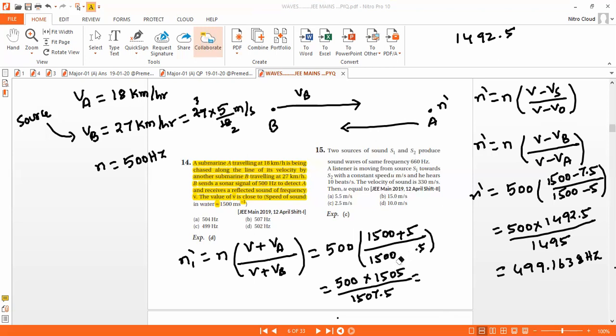This one is minus only: 1500 minus 7.5, which means 1492.5. So 752500 divided by 1492.5 is approximately 504.18. Did you get 504?